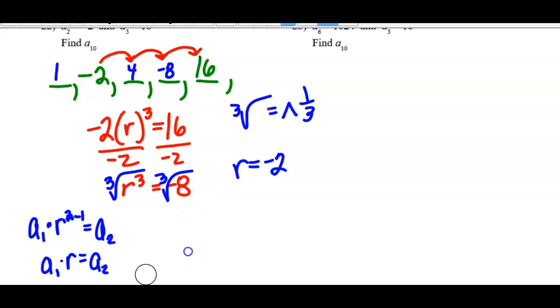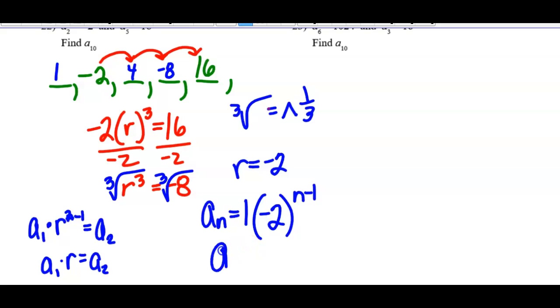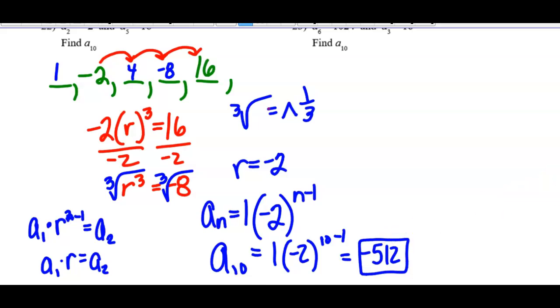That's crazy business. You guys can just logic this out. I know you can. All right. So this formula is a sub n equals 1, which was the first term, so actually you could leave that off, times negative 2 to the n minus 1, and they want the 10th term, so you'd have 1 times negative 2 to the 10 minus 1, or 9th, and negative 2 to the 9th power is negative 512.